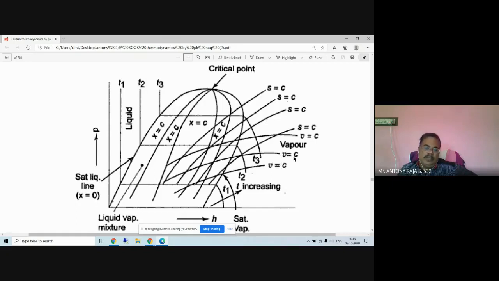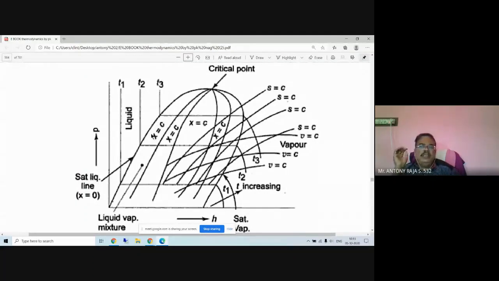And here you see that v is equal to constant. Volume is equal to constant. Specific volume is equal to constant. This is also a curved line. Here you see that volume is equal to constant. So these are the property values available in the pH chart of refrigerant. Refrigerant pH chart.